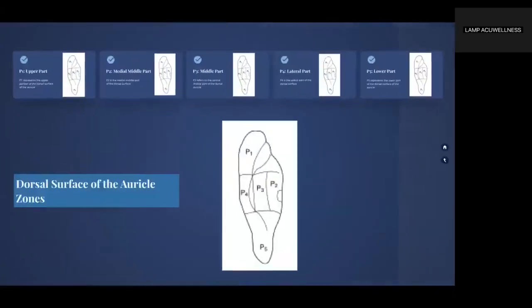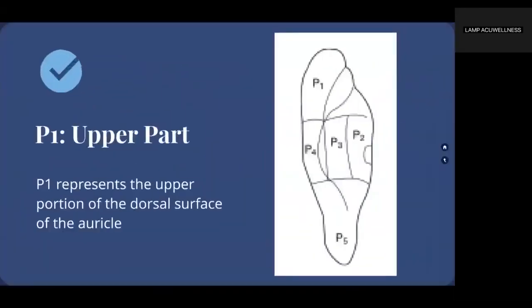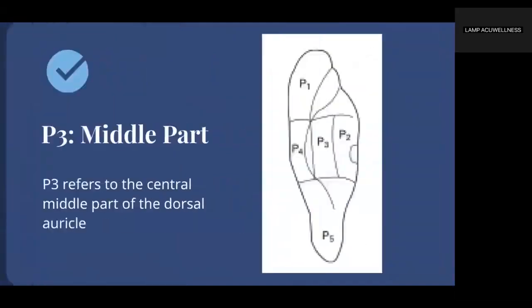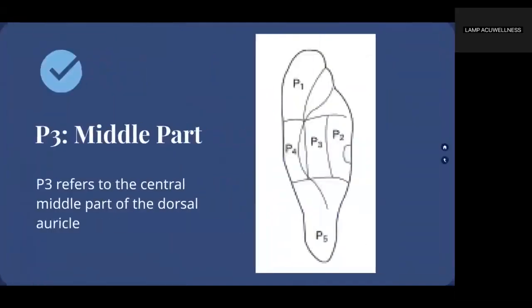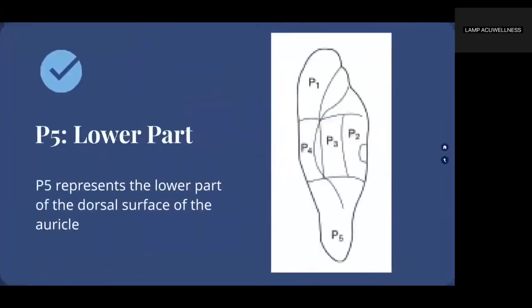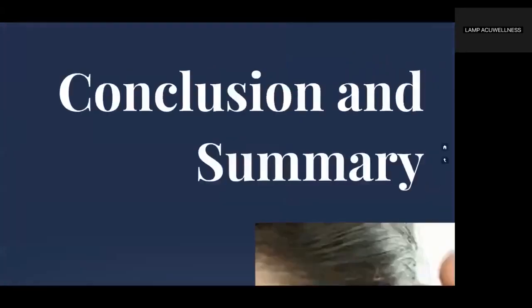Dorsal surface of the auricle zones. P1 represents the upper portion of the dorsal surface of the auricle. P2 is the middle part of the dorsal surface. P3 refers to the central middle part of the dorsal auricle. P4 is the lateral part of the dorsal surface. P5 represents the lower part of the dorsal surface of the auricle.